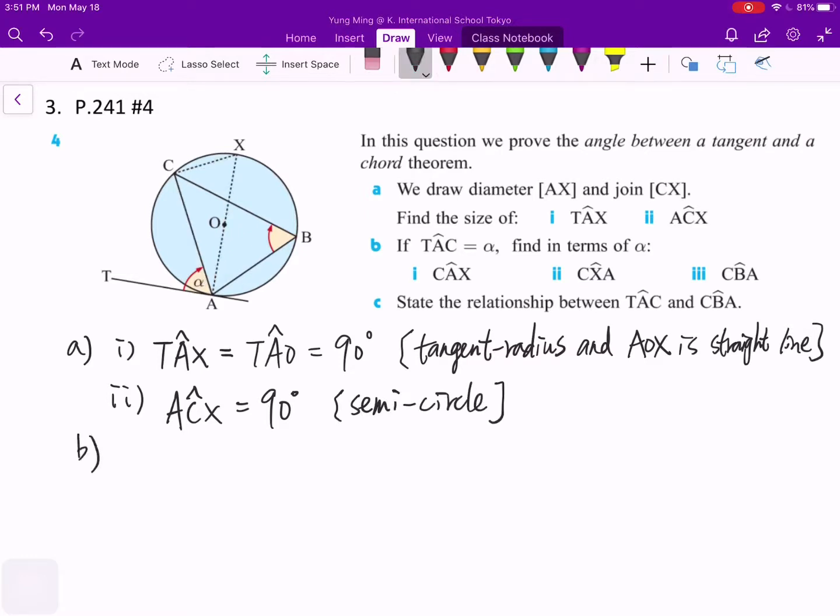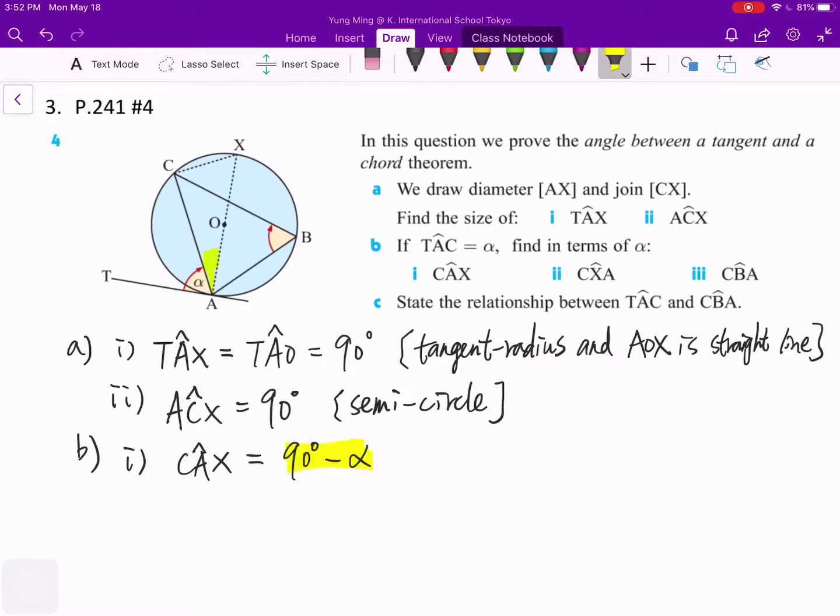Part B, we're going to use what we got from part A to help us with part B. Part B1, CAX is equal to what in this case? CAX is this guy over here highlighted. Because you know that TAX, the whole thing, is equal to 90 degrees, and we are given that TAC in this case is alpha, you're basically just left over with 90 degrees minus alpha. So that's basically your CAX.